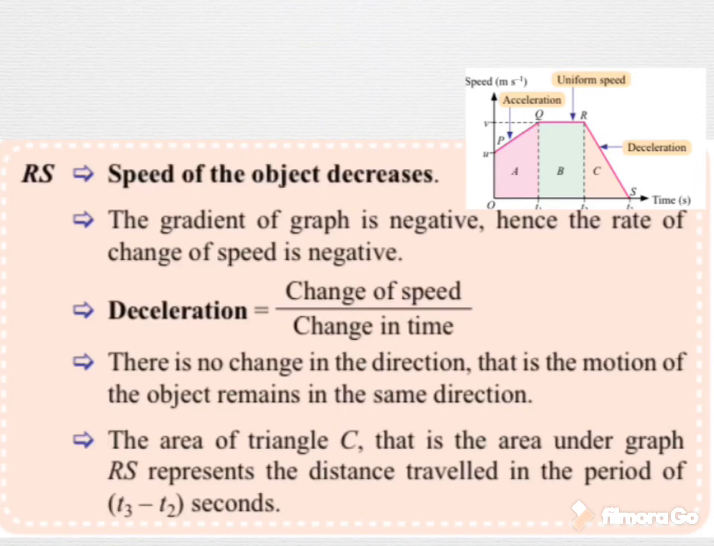There's no change in the direction. That is, the motion of the object remains in the same direction. The area of triangle C, that is the area under graph RS, represents the distance traveled in the period of t3 minus t2 seconds.